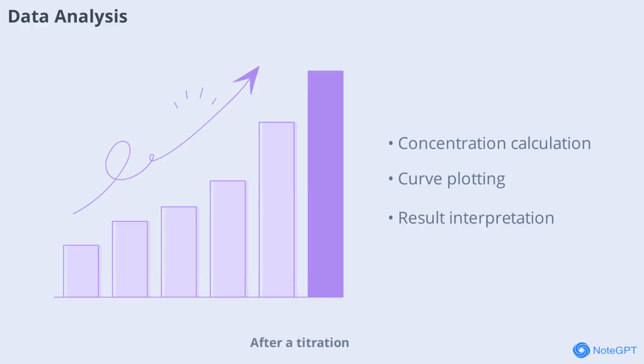After a titration, the collected data must be analyzed to draw meaningful conclusions. This involves calculating concentrations, plotting titration curves, and interpreting results. Accurate data analysis is essential for making informed decisions in research and industry. Modern software tools can assist with calculations and visualization, making the process more efficient.